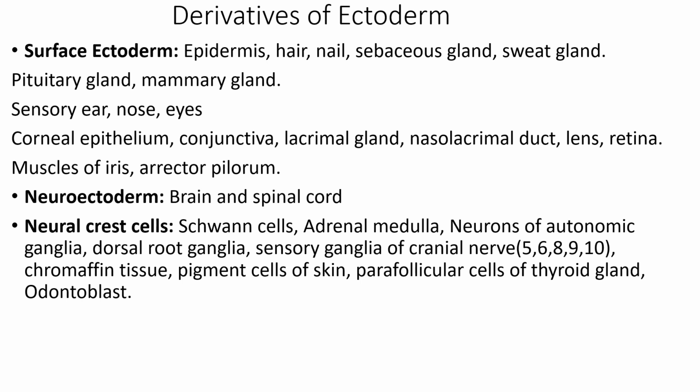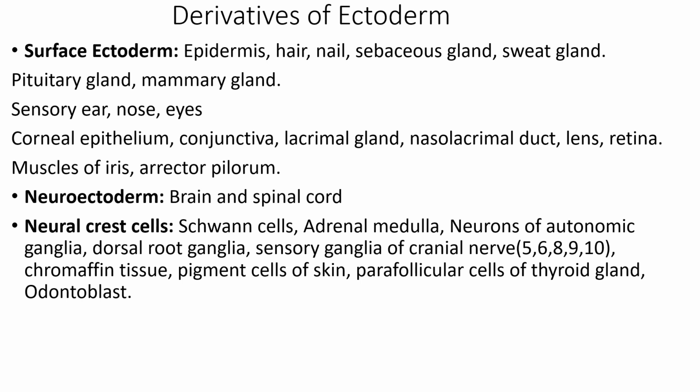They are present along the lateral margin of the neural groove, and once the neural tube is formed, they lie in between the neural tube and surface ectoderm. So these cells will migrate and give rise to various cells. Neural crest cells are very commonly asked in viva, as well as a brief answer question, so we should know the derivatives of neural crest cells.